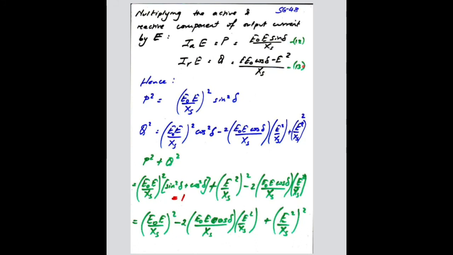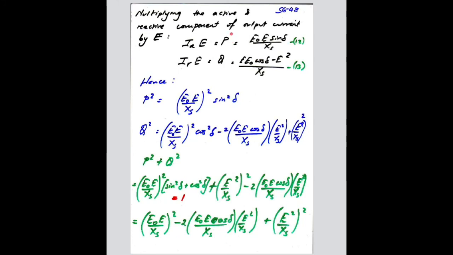Right, so in this derivation, I'm showing you how if you take P squared plus Q squared, using these two equations 12 and 13, you can derive the equation that will represent the maximum rotor heating limit of the generator. Okay, so how do I get these two equations?